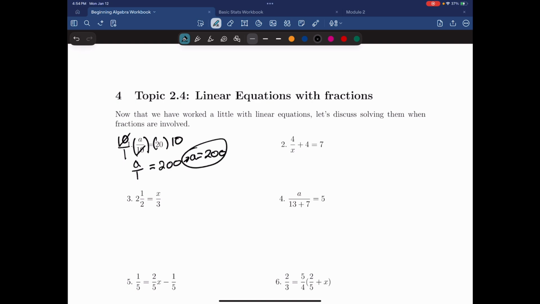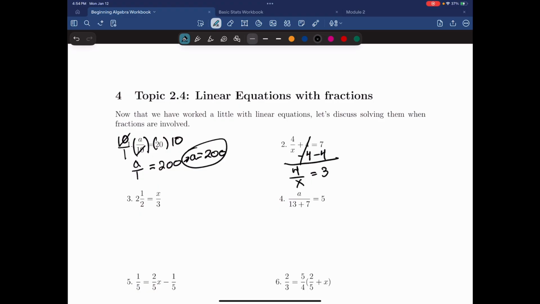And that's it. For example 2, we have 4 over x plus 4 equals 7. I encourage you to pause the video and try this one on your own. And assuming you have gone through it, let's go through it together. So the first thing I'm going to do is subtract 4 on both sides. So I'm going to get 4 over x equals 7 minus 4 is 3.